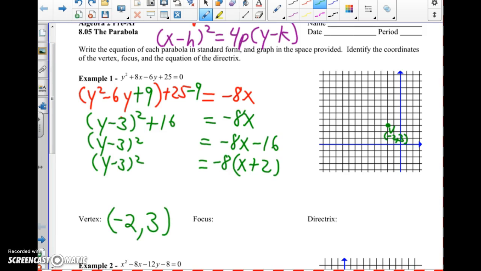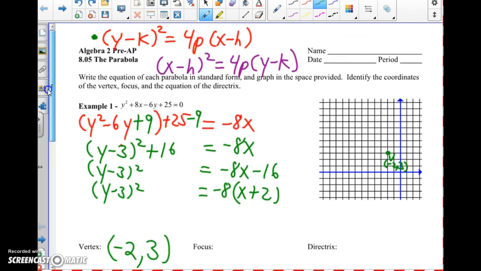Take a look at this now. When you go back and look at this red equation, negative 8 equals what in the red equation? 4p. Very good. Negative 8 equals 4p. So now you tell me, how much is p? Negative 2. So p is negative 2.